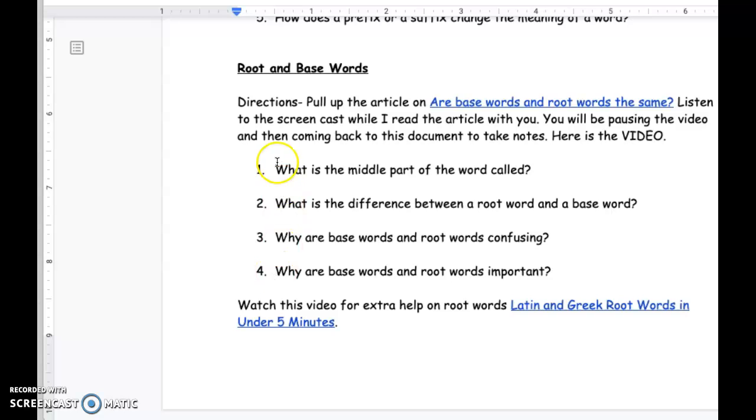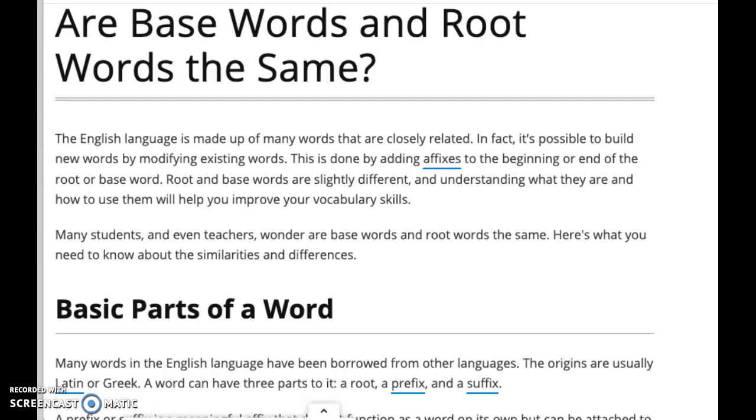So let's look for that first question. What is the middle part of the word called? Go to your article. I'm going to start reading and I will tell you or prompt you when to pause the video. Are base words and root words the same?